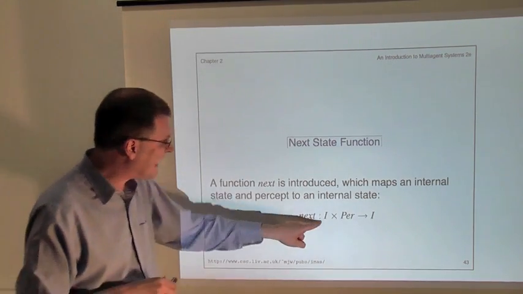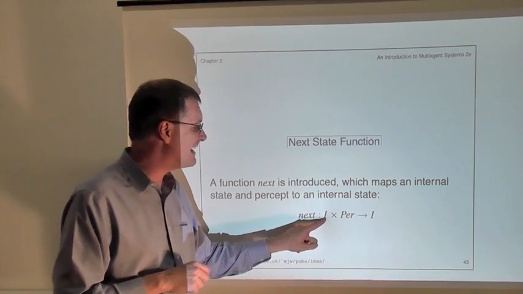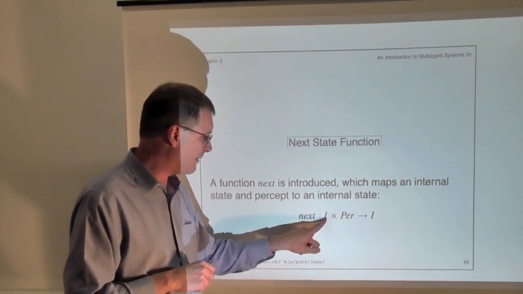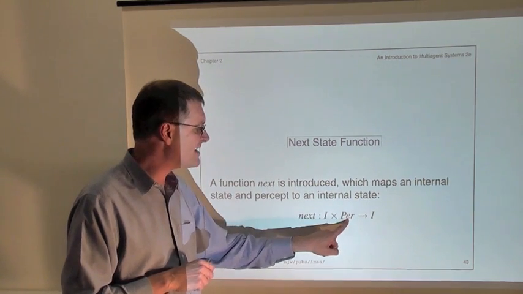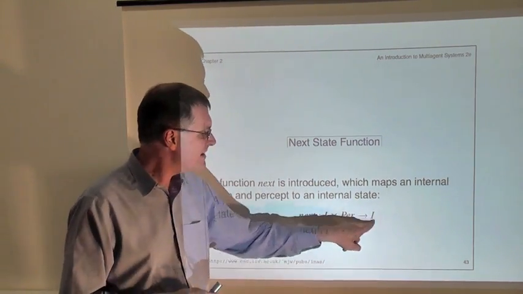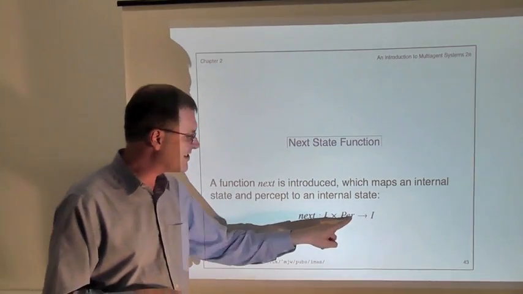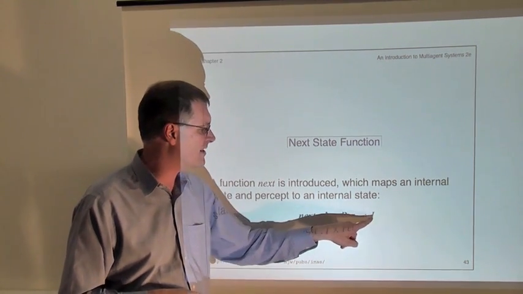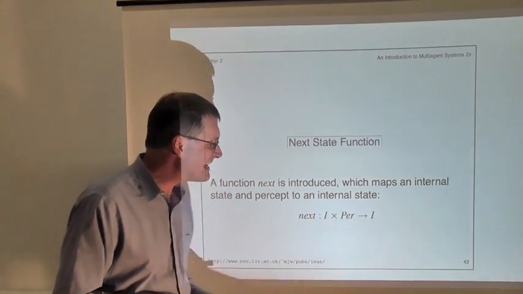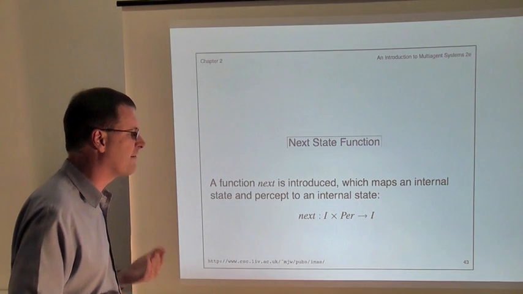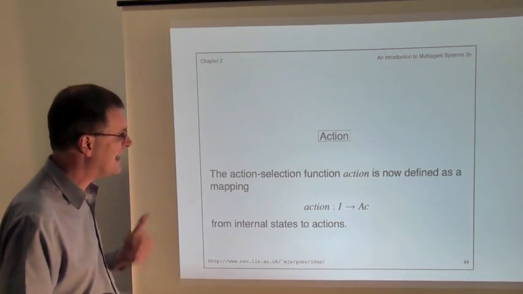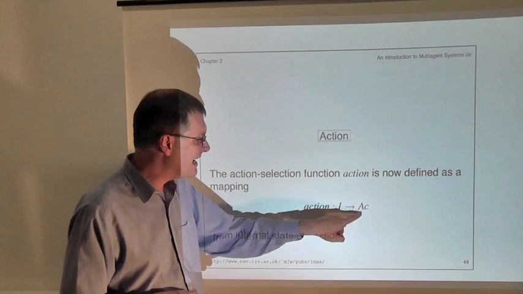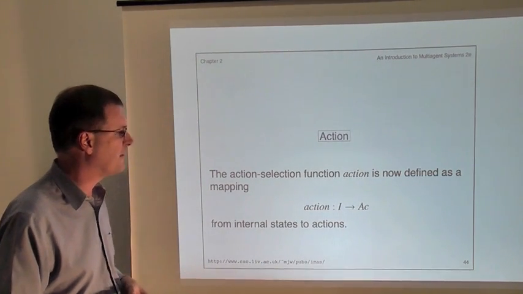Okay, so the next state function. Big I here is the set of all possible internal states. The next state function says: if I'm currently in this internal state, and this is the perceptual input that I'm getting, then this is going to be the next state. So it takes two inputs, the current internal state and the current percept that's being given, and it returns as output the next state that our agent is going to go into. And then the action selection function just says: if this is my current internal state, then this is the action that I'm going to perform.